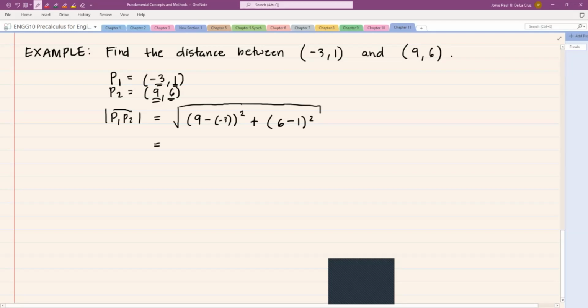So in this case, the distance is equal to square root of 12 squared, that's 144, plus 5 squared, that's 25. So 144 plus 25 is 169. Square root of 169 is 13. Okay? So yan na yung distance between P1 and P2. And remember, itong 13 na to is always positive since we are talking about undirected distance dito. So ang sagot natin is always positive. Okay?